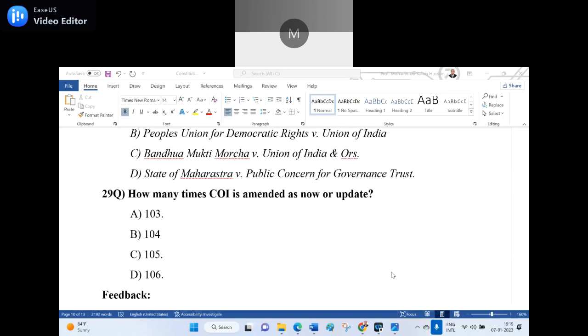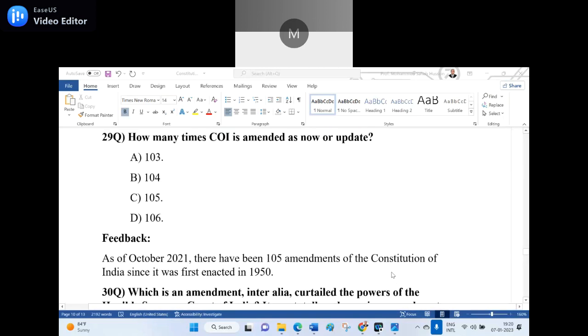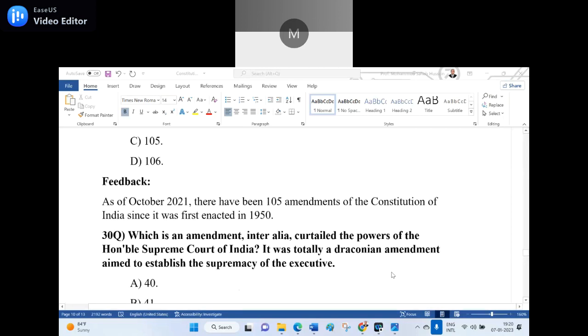105, sir. Now you tell me, what is that amendment? What does it say? Whether the reservation should be continued for the minorities or economically backward people. Please, that is also a very important factor. Economically backward, EBC reservation. Yes, that is the point. As of October 2021, there have been 105 amendments of the Constitution of India since it was first enacted in 1950.